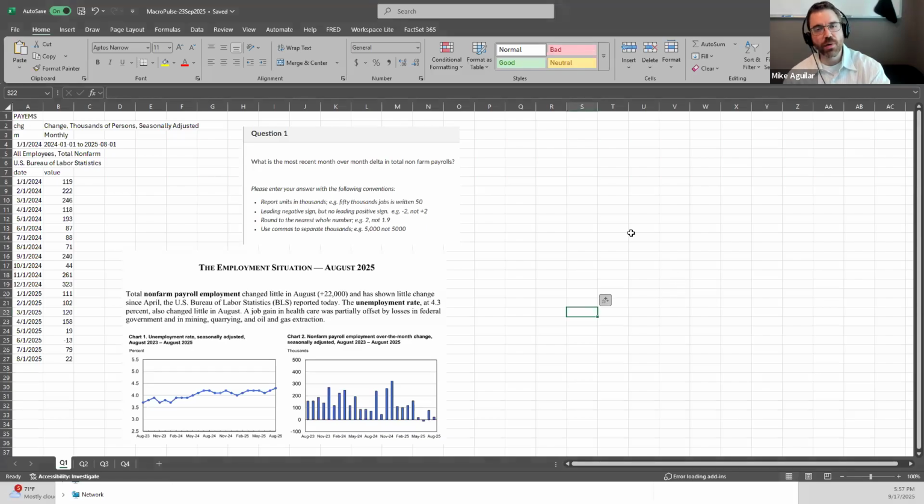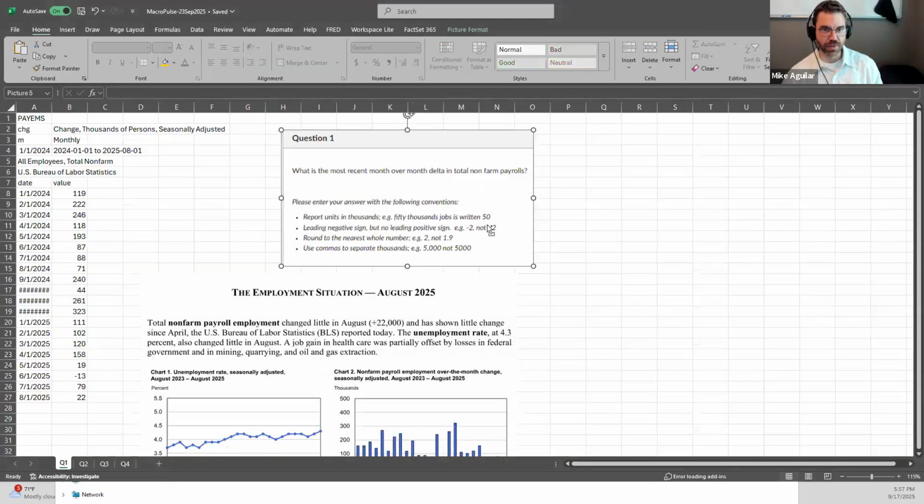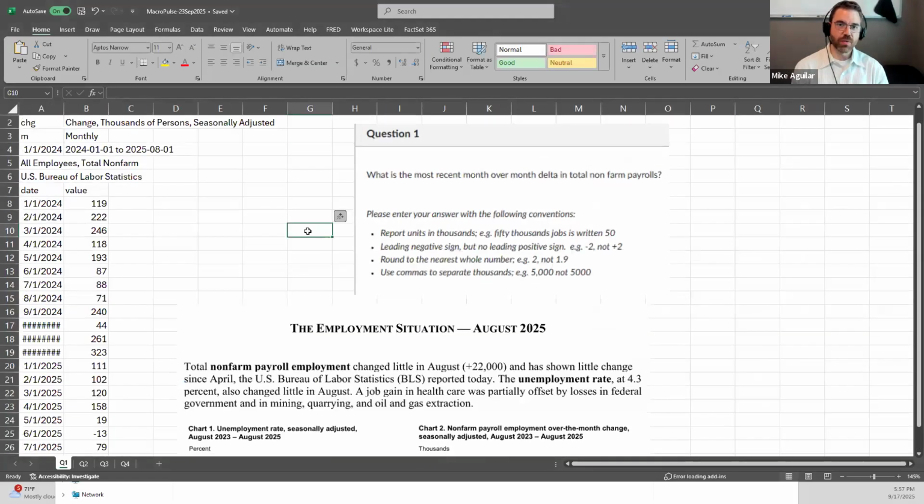All right, my friends, MacroPulse quiz. We're going September 23, 2025. Four questions. Should be easy. First question, let me zoom in for you. What is the most recent month-over-month delta in total non-farm payrolls?